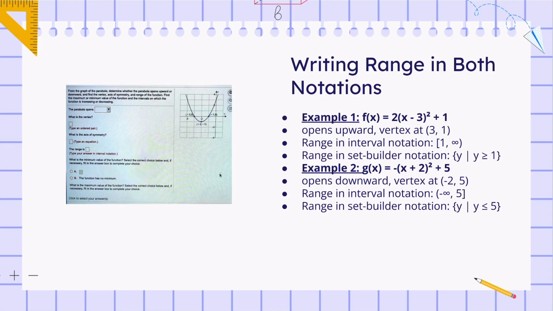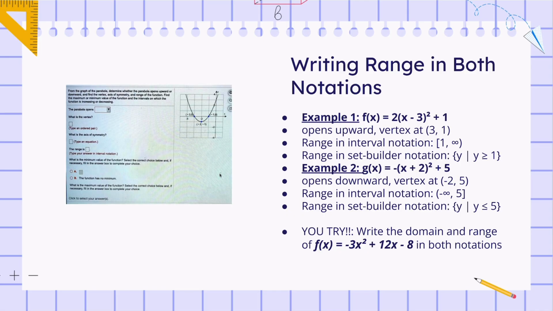Now, in set builder notation, for all values of y such that y would have to be less than or equal to 5. Now we're using the less than or equal sign because 5 is an actual point on the graph. But from that point of 5, your graph is going to go downwards, so it's less than or equal to.